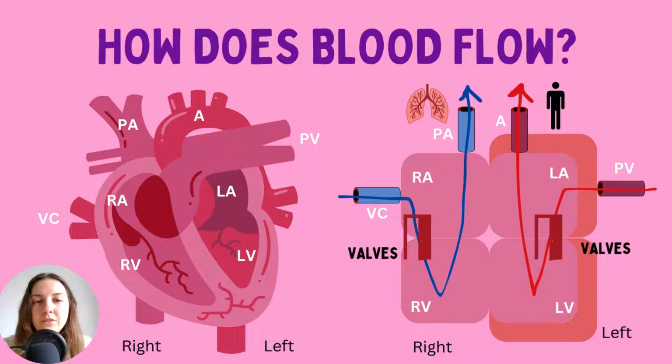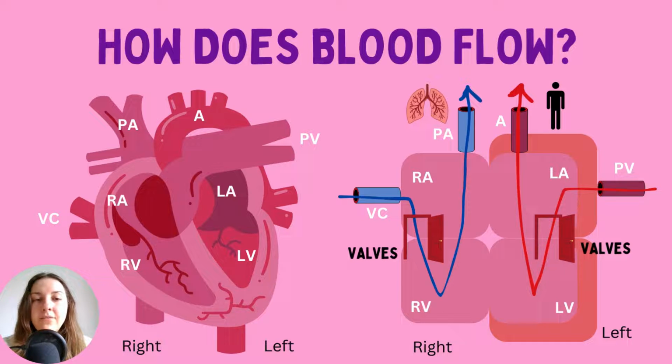Now, a pulmonary vein transports that oxygenated blood into the left atrium, and the left atrium essentially is the same as the right. It has a valve below it called the bicuspid valve, and that bicuspid valve then allows the blood to flow through. The valves close to prevent backflow, and the blood ends up in the left ventricle.